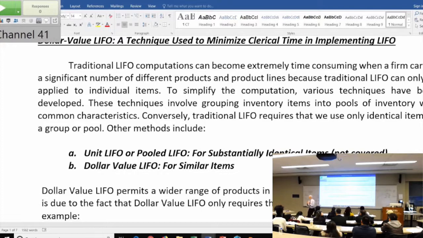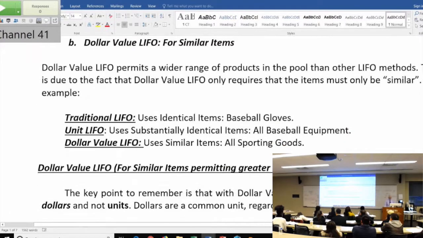Now the problem with that is that average costs are heavily affected by the number of units purchased at each price, and that doesn't allow you enough aggregation. In fact, that's why we have dollar value LIFO, because items could be similar. Typically, if you look at traditional LIFO, the items have to be identical. In fact, they have to be the same standard unit, or the SKU has to be the same. Unit LIFO would be substantially identical, but dollar value would allow you to group even more.